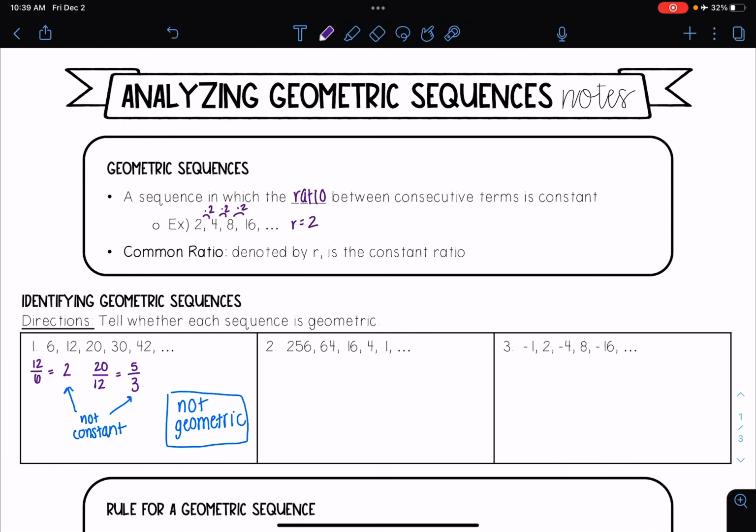Okay, so look at the next one. Next one I have 256, 64, 16, 4, 1. So I want to take the second term and divide it by the first term. So I have 64 over 256, and when I simplify that, I get 1/4. Take the third term, divide it by the second. So I have 16 over 64, and I also get 1/4. And then continuing in that same manner, I have 4 over 16, which again equals 1/4, and then 1/4.